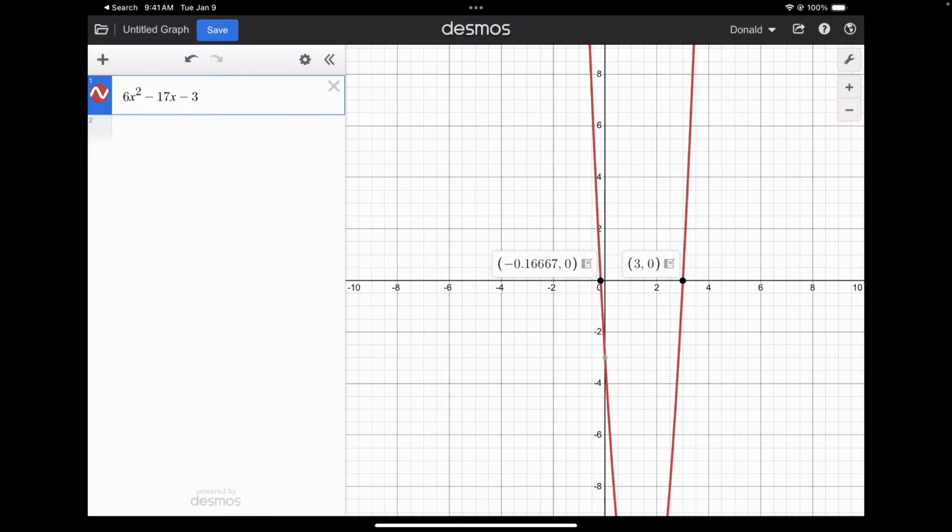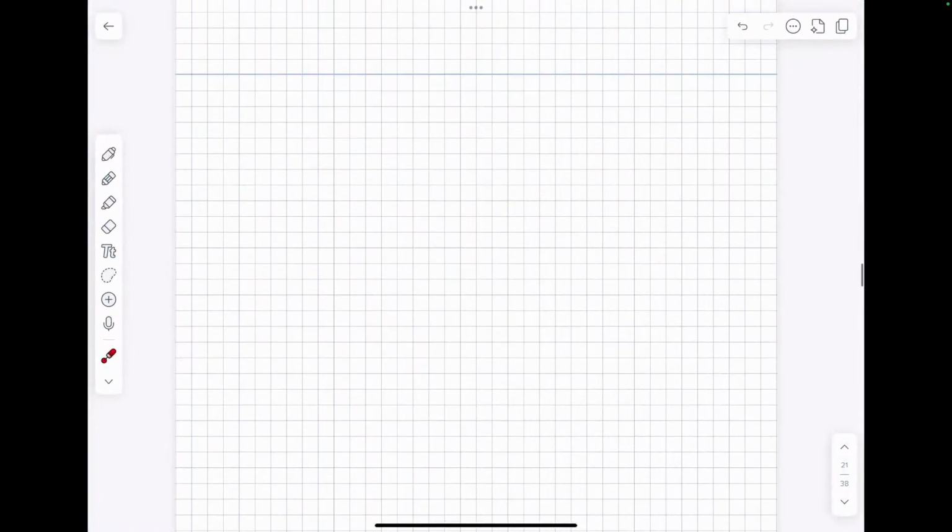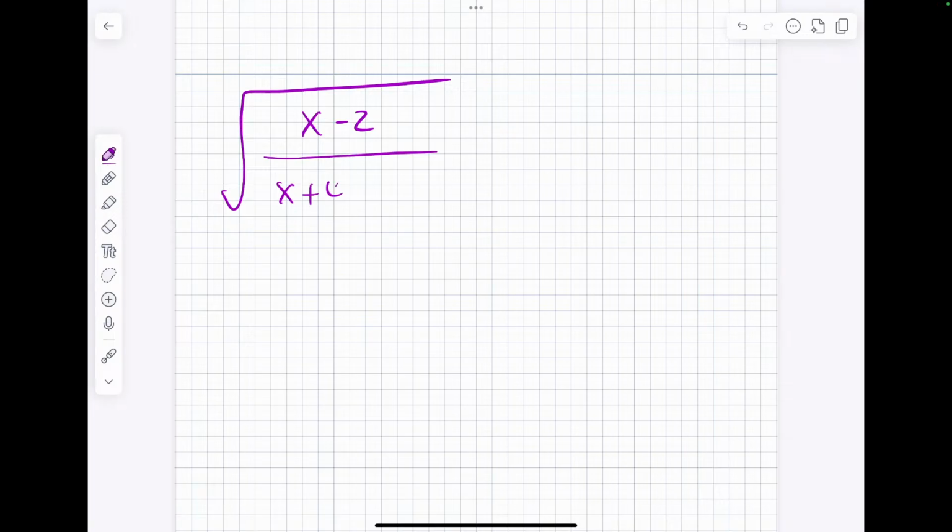Now, we're going to talk about the last question. We're going to talk about domain in one situation. I included it on last year's test, and I'm going to include it on this year's test. So this one is going to be domain. I already factored everything for you. And this is on the test as well. How do I find the domain of this function?